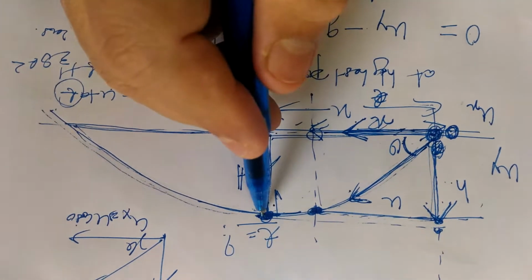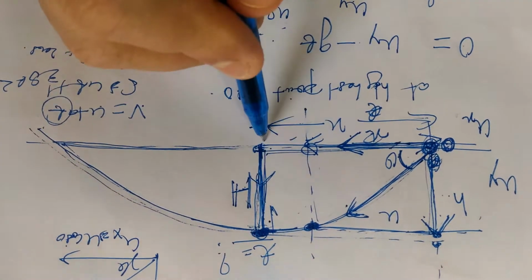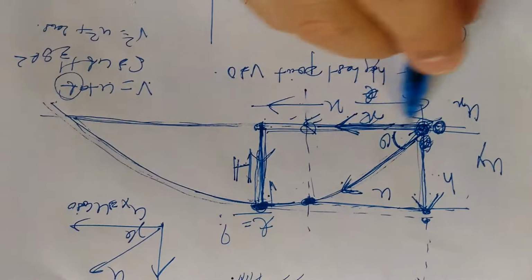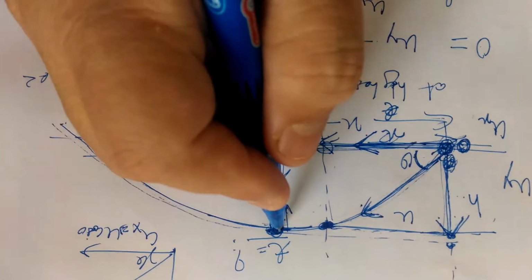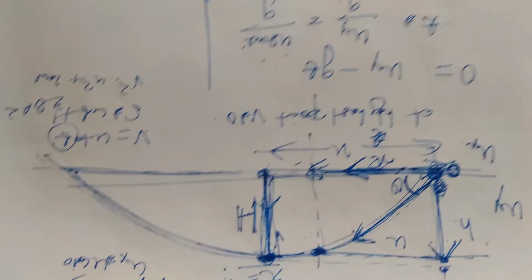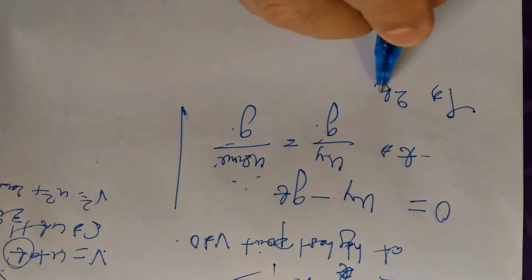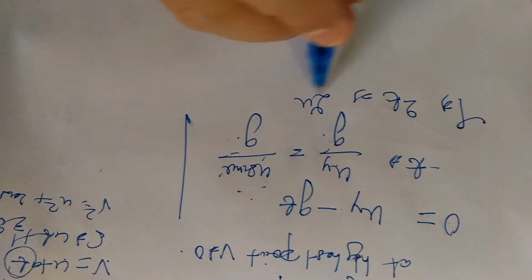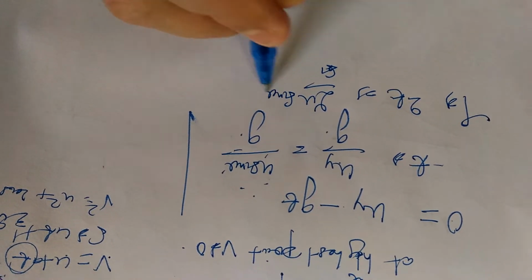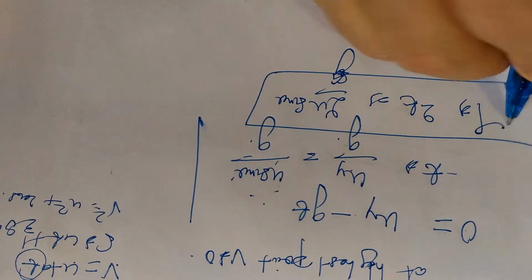Similarly, the time taken by the body to come back to the ground will be t. So total time taken from here to here, or to go from here to here, the total time of flight, capital T, is nothing but 2t, or that is 2u sin theta by g. So in this way you can solve problems.